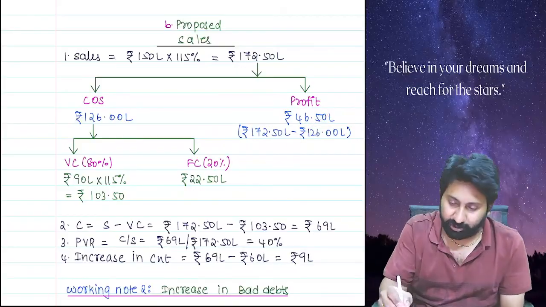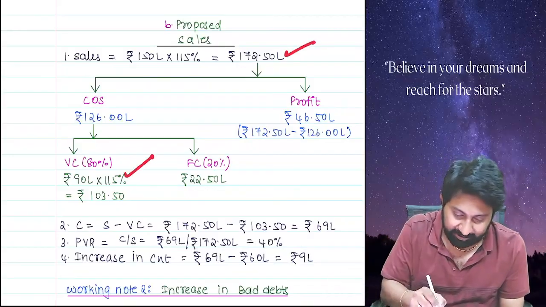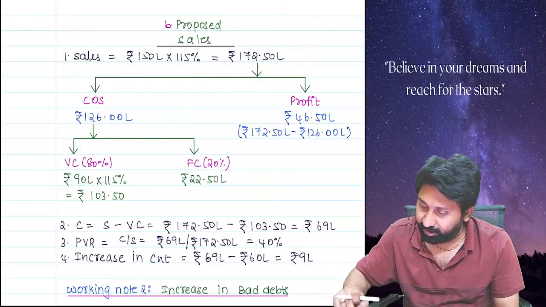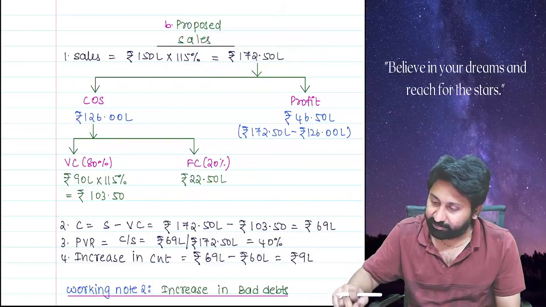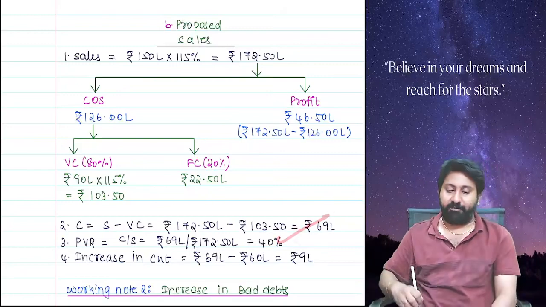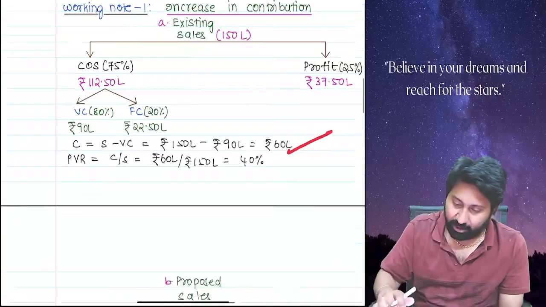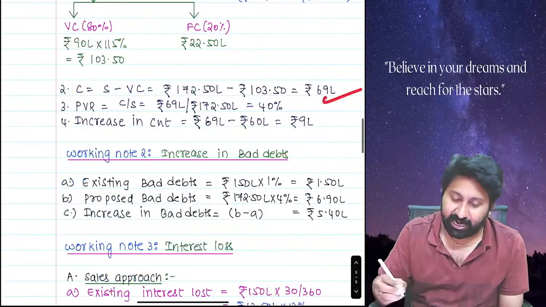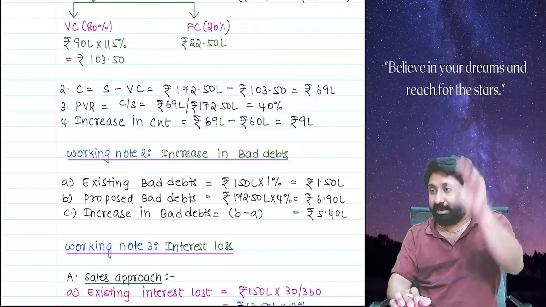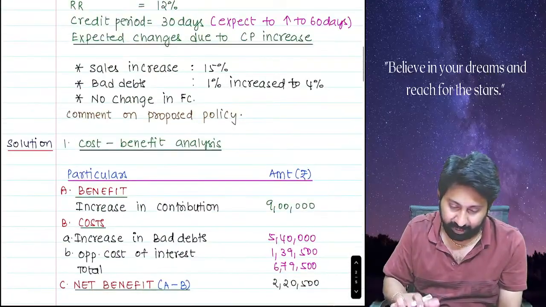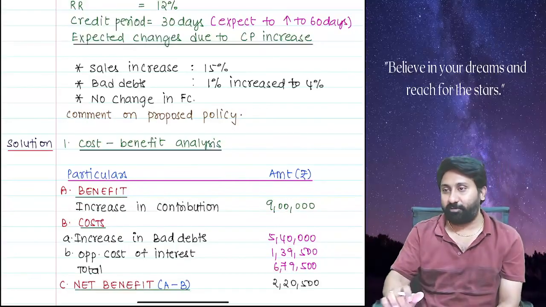Now tell the contribution. Take calculator. Sales 172.5 minus variable cost 103.5. Contribution will be 69. 69 divided by 172.5, again we got a profit ratio of 40. Previously, what is the contribution? 60 lakhs. Now what is the contribution? 69 lakhs. What is the increase in contribution made? 9 lakh. This is benefit number 1. Therefore, increase in contribution is benefit 1 in this given question.